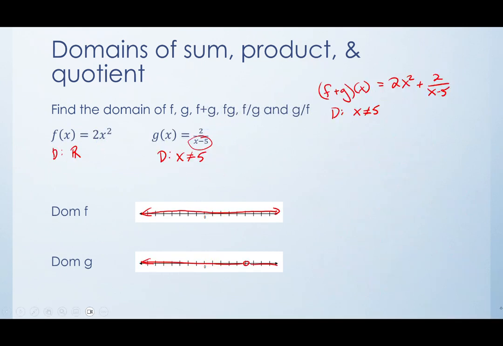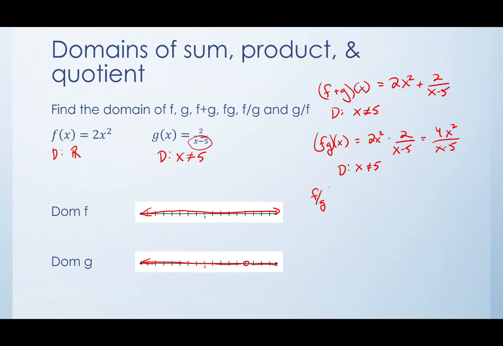Same sort of thing for f times g. We're going to do f times g of x. And so we would have 2x squared times 2 over x minus 5, so 4x squared over x minus 5. Same story: the domain is the intersection, or overlap, of the domains of the two functions. So we're just going to have to exclude 5.